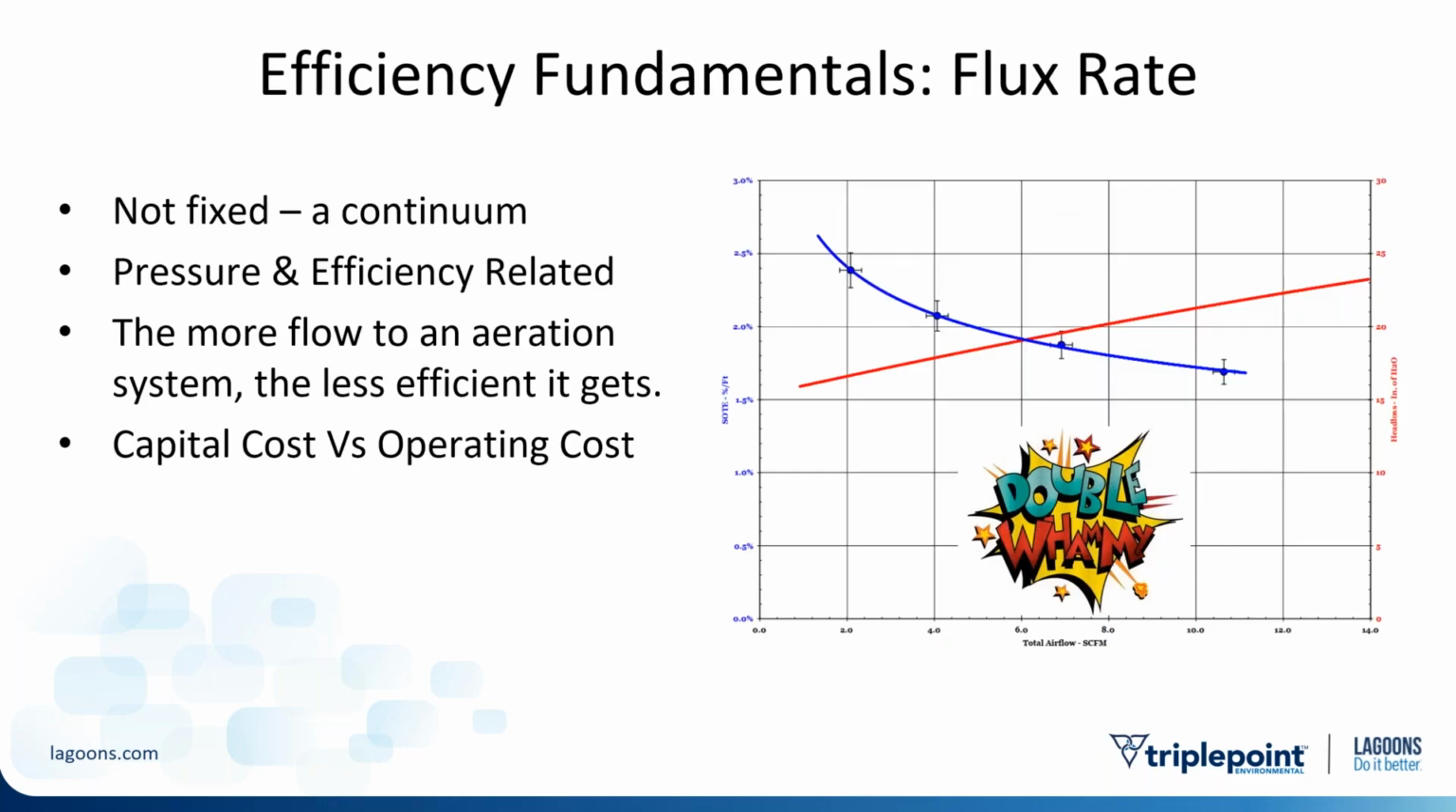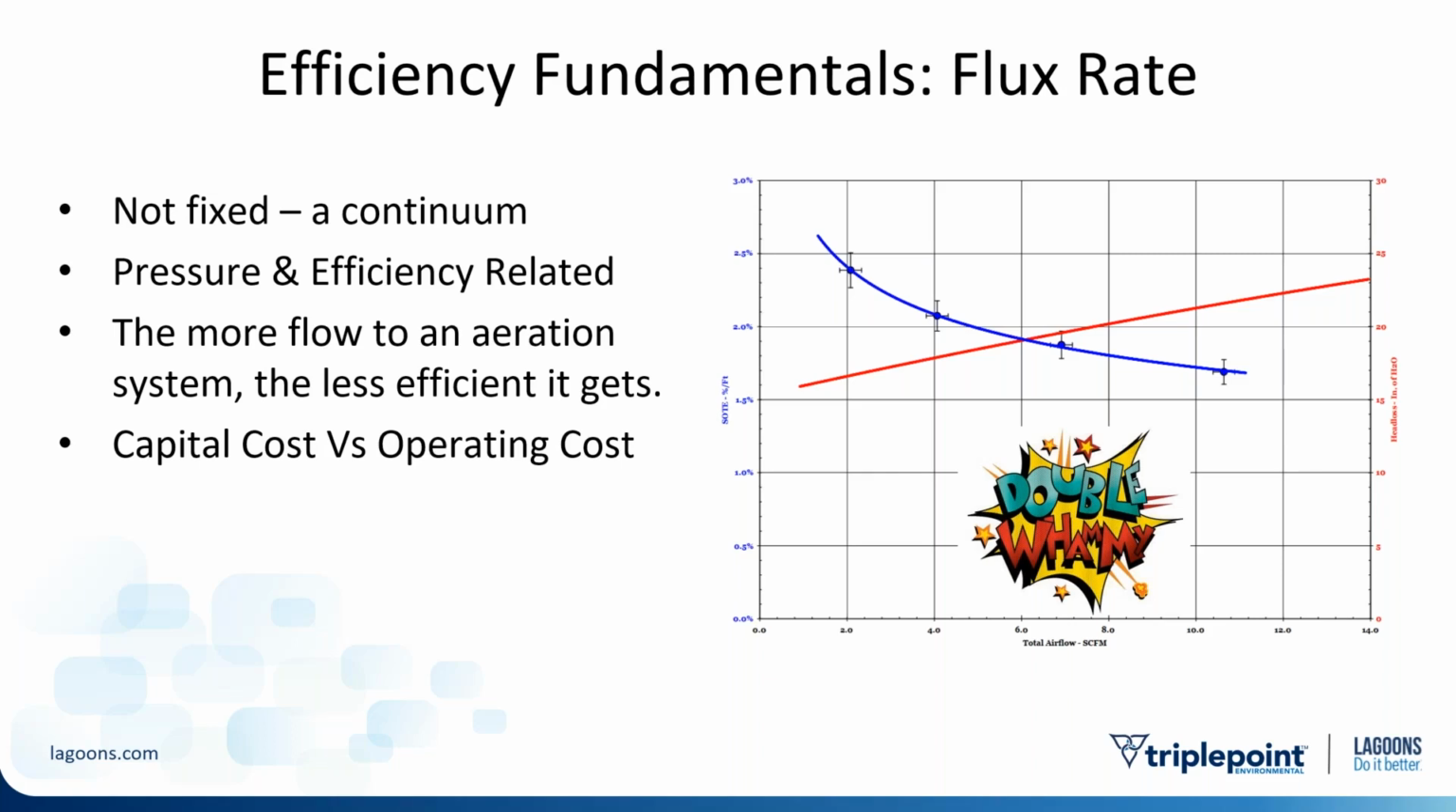Another fundamental to understand is flux rate. People talk about surface aerator efficiency, and it's like, if it's on, it's one efficiency. If it's off, it's not efficient at all. Diffuse aeration is not that way. It's more of a continuum. It is, and there's two interrelated factors. So we've got pressure and energy efficiency.